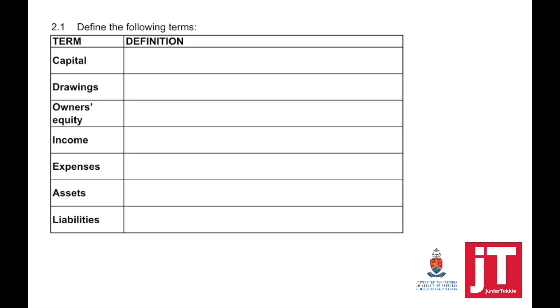So if we look at the term capital, this is cash or other assets provided by the owner in order to start the business. Whenever you start your own business, you need money, you need capital. So the owner will provide the capital. It represents the investment made by the owner. You are investing in your own business.